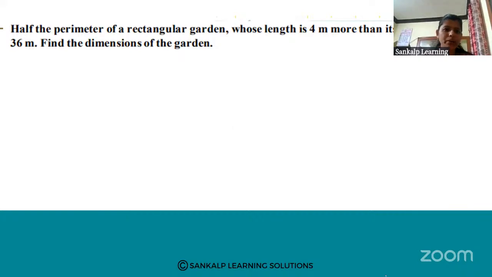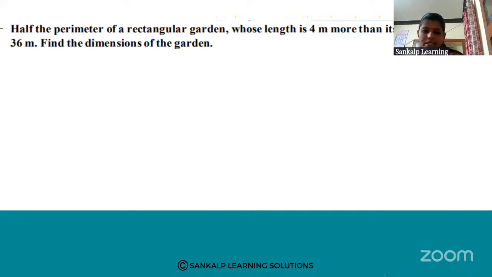Next. Half the perimeter of a rectangular garden whose length is 4 meters more than its width is 36 meters. Find the dimensions of the garden. Okay, one garden is there. That garden is of rectangular form. If you consider, see, this is a rectangular garden. One garden is there. In which shape is it? It is in rectangular shape.